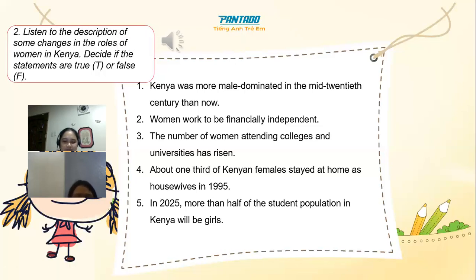Activity 2. Listen to the description of some changes in the roles of women in Kenya. Decide if the statements are true or false. Back in the mid 20th century, Kenya was a more male dominated society compared to today. Men were ahead of women in both education and employment, but the situation has changed a lot since then. More and more women work these days. They earn to support their families and must be financially independent. More women study nowadays. Higher education has witnessed a great rise in the number of women attending colleges and universities. Let's look at some figures. In 1995, 65% of Kenyan females stayed at home as housewives. This number dropped dramatically to 47% in 2010. It is predicted that the number will keep falling to around 30%.